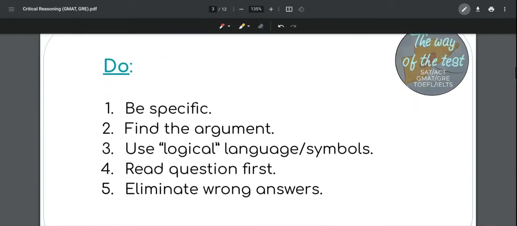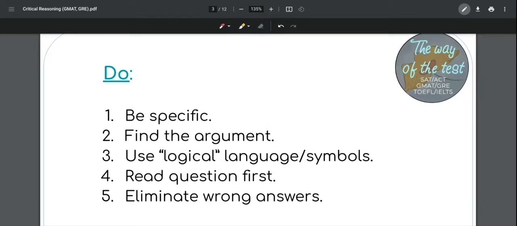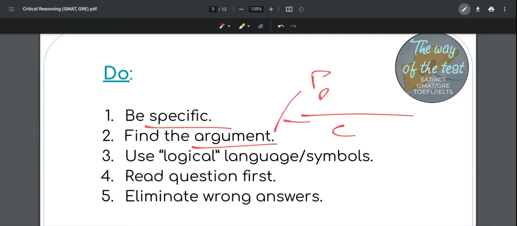So things we want to do in the critical reasoning section: we want to be specific. Remember, we take the specific meaning of each term. And if we want to choose an alternative, we also have to consider the specific meaning of each term. We want to always find the argument. Remember, we have to find the premises and the conclusion. Every single question has premises and a conclusion. Sometimes, as I said before, the conclusion is not part of the prompt, but there has to be a conclusion somewhere.